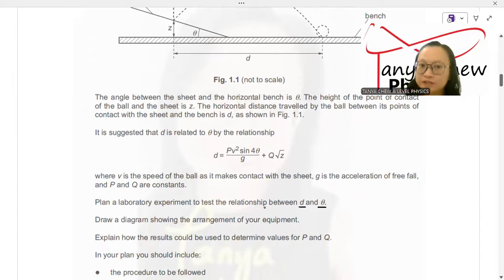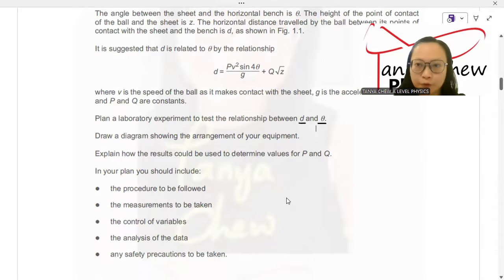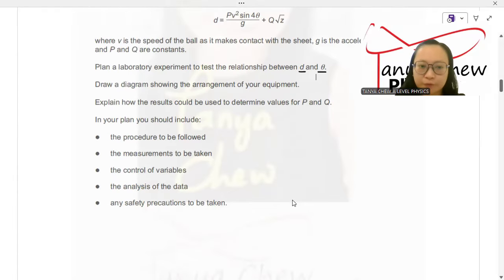You have to be extra careful. This is about d and theta. And you have to draw a diagram showing the arrangement of your equipment. Explain how the results could be used to determine values for P and Q. In your plan, you should include first the procedure to be followed, the measurements to be taken, the control of variables, the analysis of the data, and safety precautions to be taken, as well as the additional details that you want to add. Right, so I'm going to follow my format right here.